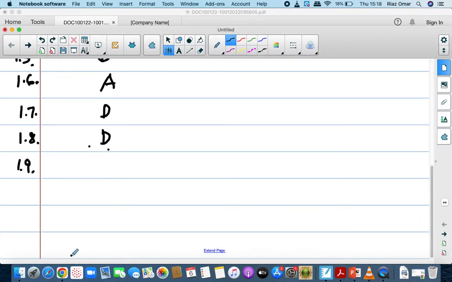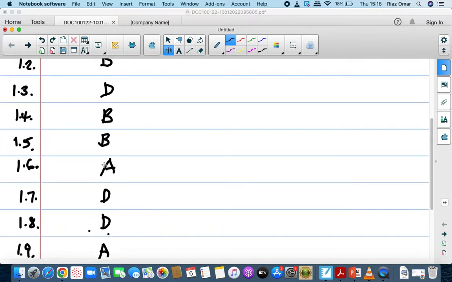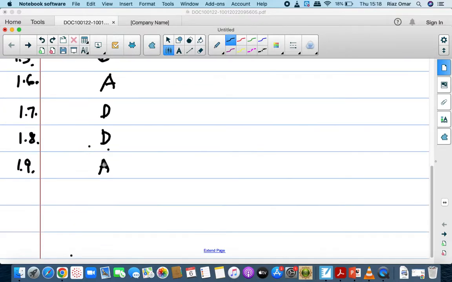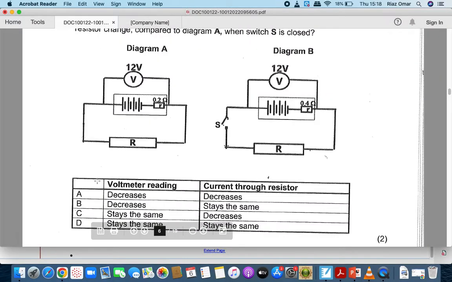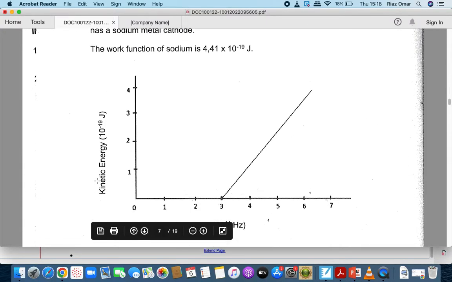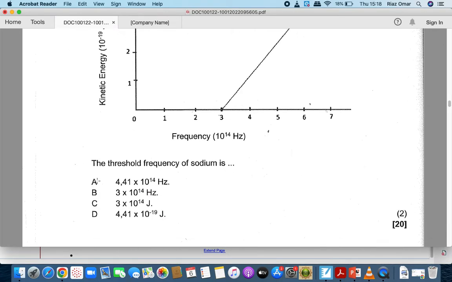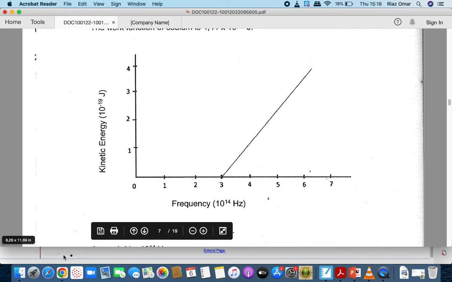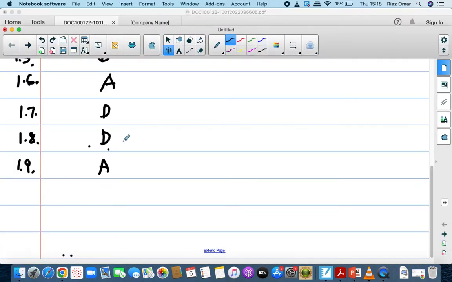So let's just write it down. The answer for 1.9 is A. So that's question 1 that we looked at, when we answered all the questions. And then for 1.10, they said there was a problem in the sum in terms of the answers. So we won't go through 1.10 because they did not give any marks for the sum. We will now look at question 2.